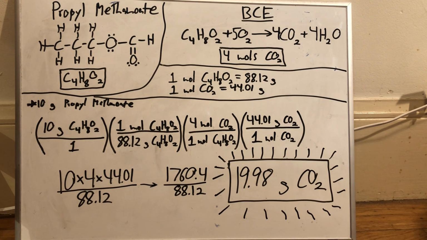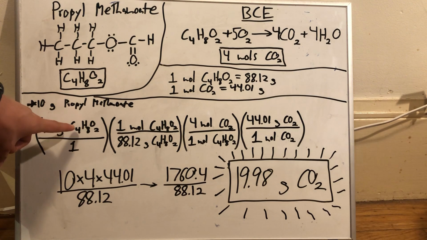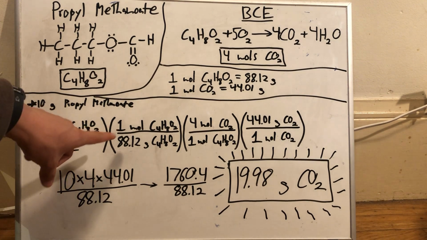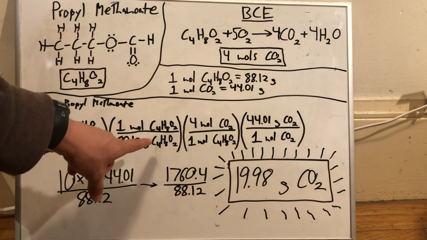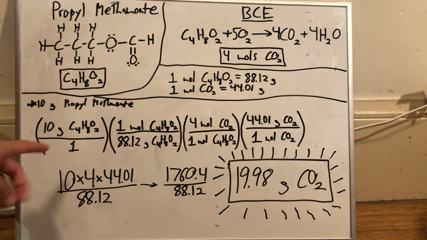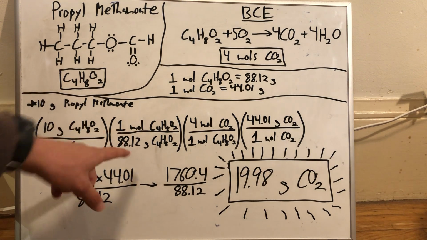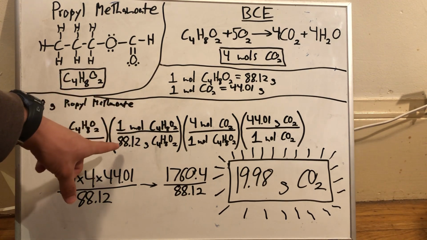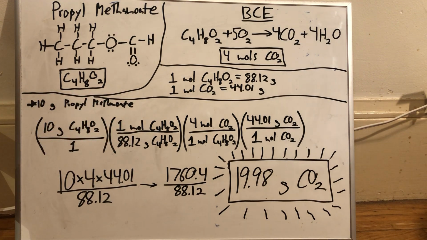So you always start with your given. We're going to start with 10 grams of propylmethanoate over 1, right? And then to balance this out, it's kind of like an algebraic problem, but you balance out numerators and denominators. So our next thing, the denominator, is going to be grams of C4H8O2, right? So grams up top, and now grams of that down below. And we're going to convert from grams of that. We're going to see how many grams of that is in 1 mole. So I wrote 1 mole of that over 88.12 grams of that, right? Sounds good.